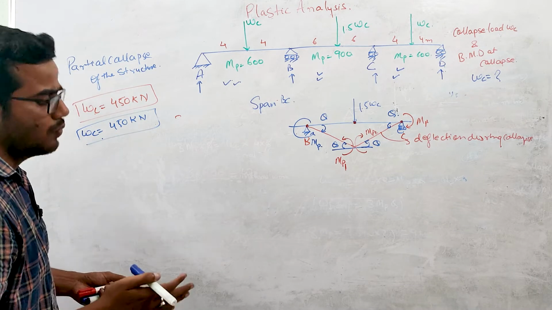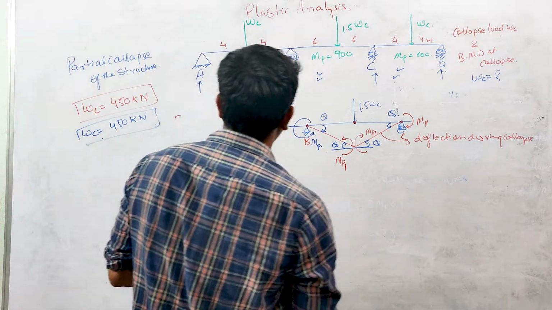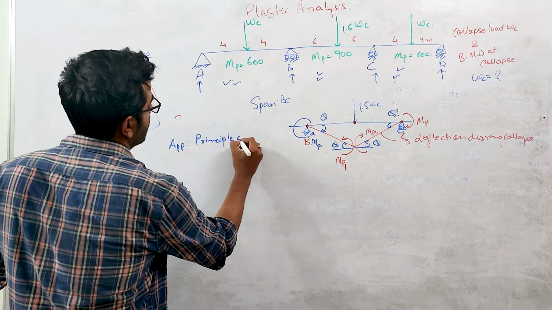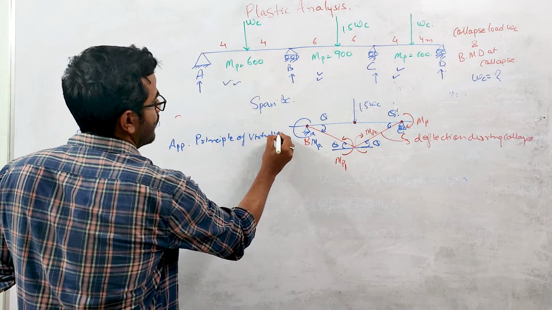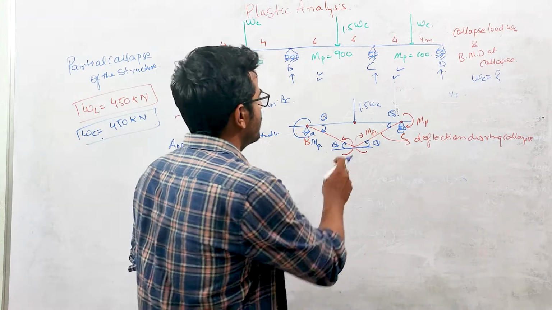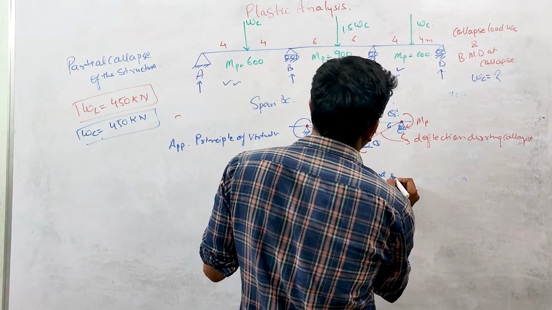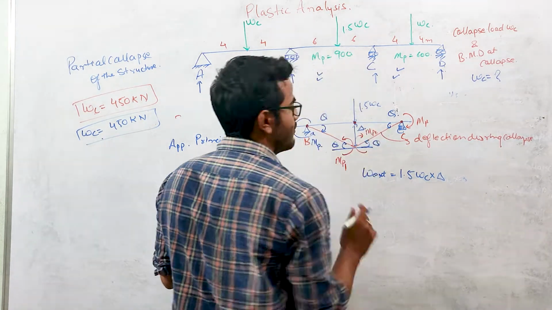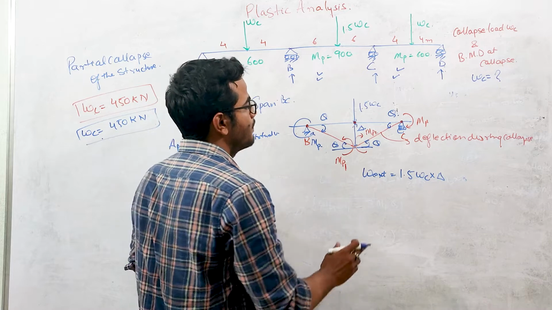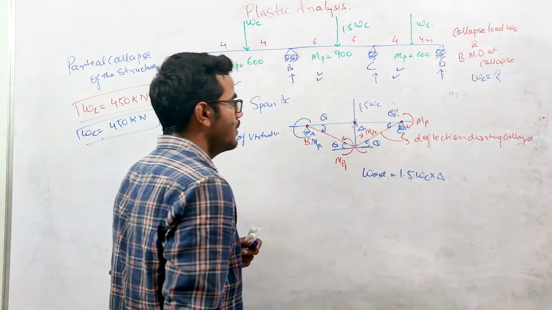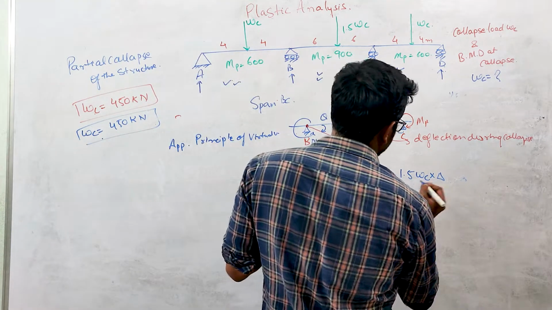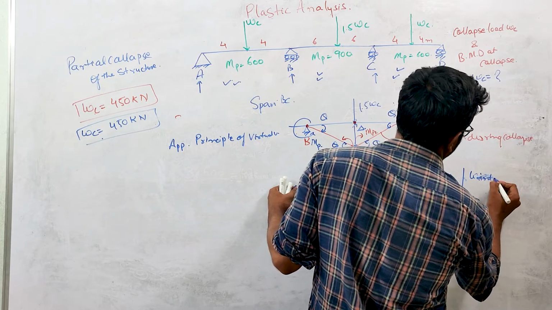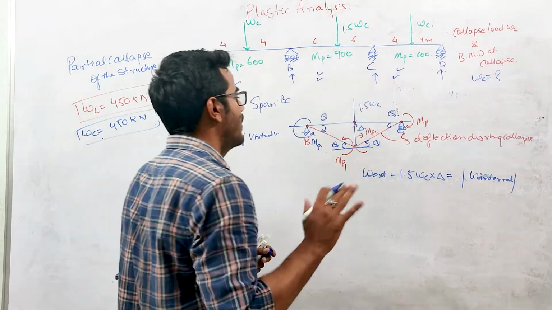Okay. So now apply the principle of virtual work. If you apply the principle of virtual work, what is the external work done? Work done external will be equal to 1.5 WC into delta. So we are applying one kinematic displacement delta. That's why this method is called the kinematic method. So 1.5 WC into delta. This will be equal to mod of internal work, sorry. Why are we keeping this mod? We have already discussed.